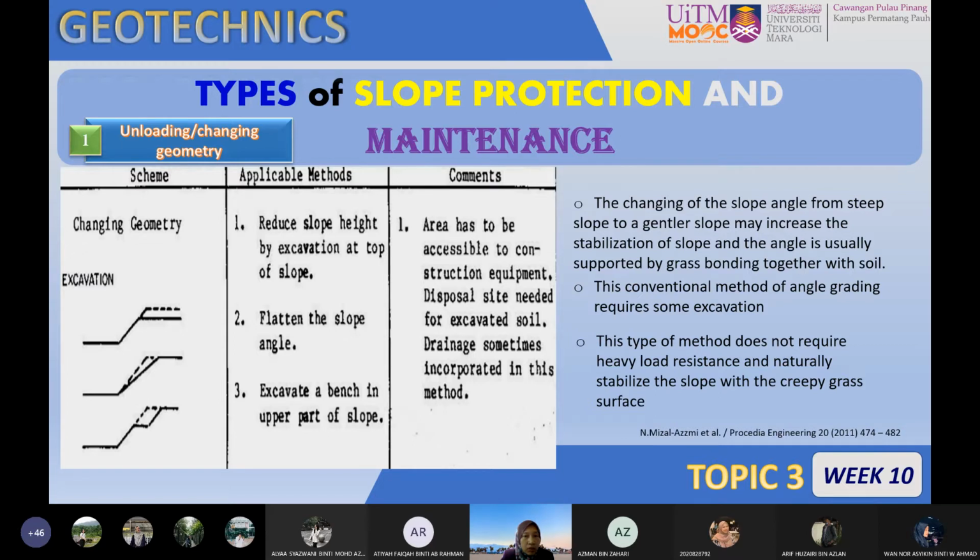what I want to say is what I have just explained. It's just a repeating slide only.